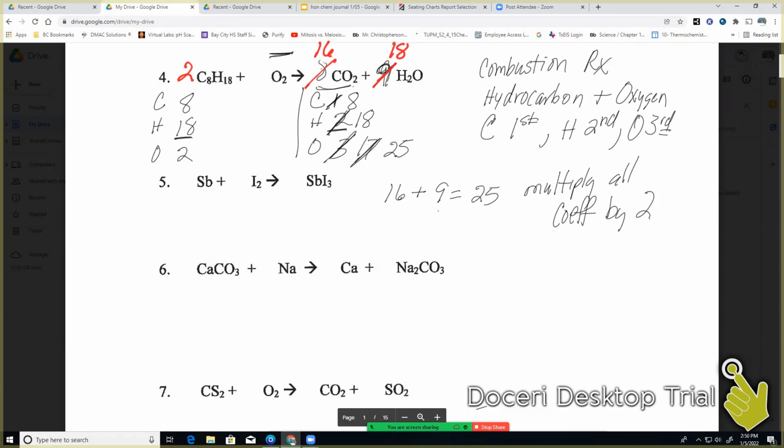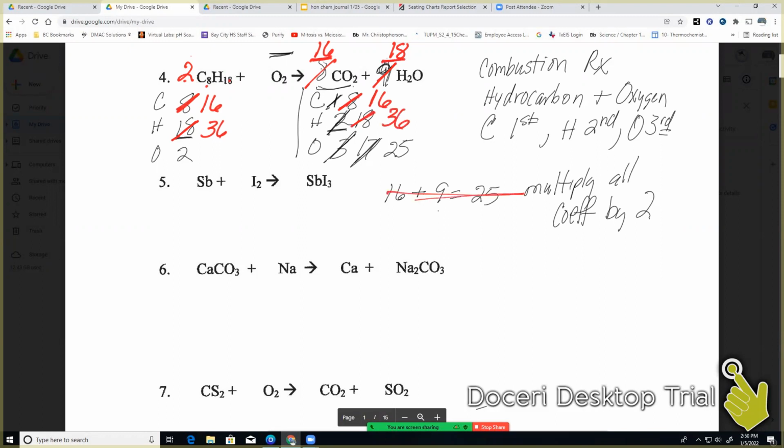All right, so now let's recalculate. 8 times 2 is 16. 18 times 2 is how many? 36. All right, I'm still just at 2 oxygen. Now I'm going to come over to this side. I put a 16 in front of my carbon dioxide, so that gave me 16 carbon. I put an 18 in front of my water, so that gave me 36.